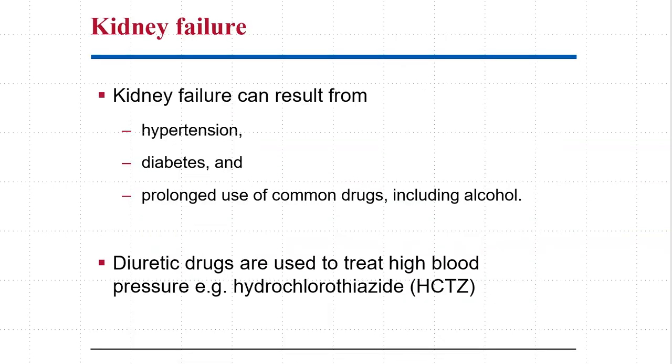So kidney can fail either due to ascending infection from the bladder up the ureter, or it can be a descending infection, like the bloodstream once infected can cause infection and failure of the kidney, or it can be caused due to prolonged use of common drugs and alcohol. Hypertension and diabetes can also cause kidney failure. So for treating high blood pressure, diuretic drugs are used.